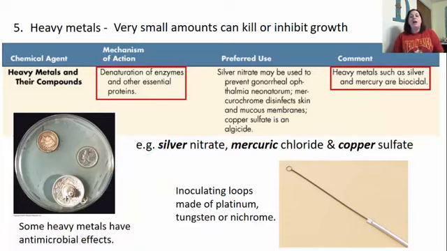Inoculating loops are made of platinum, tungsten, or nichrome. So this way it does not kill the bacteria, because if you use something that had silver, copper, or something like that, it would kill the bacteria before you could transfer it over. Now, when we look at this, guys, the mercuric chloride is very toxic. It's corrosive, and so it's ineffective on organic materials. The chloride, though, also tells you that it has a kind of bacteriostatic role. And so this would be used more as a disinfectant.